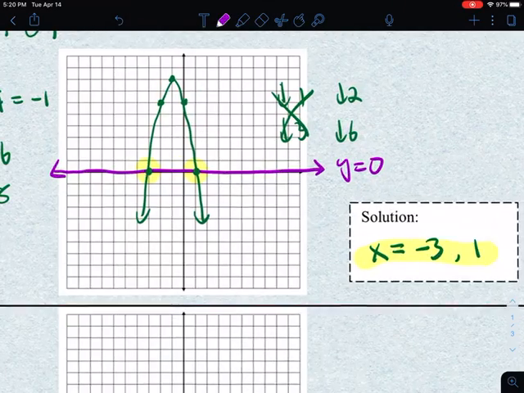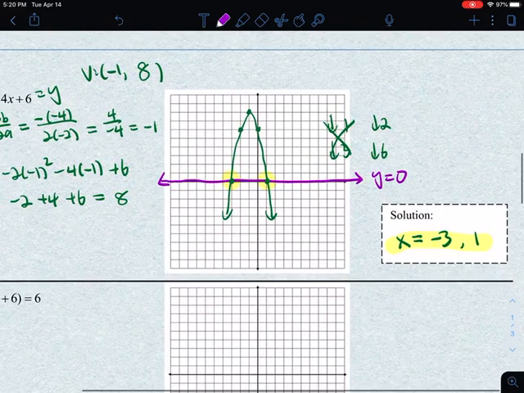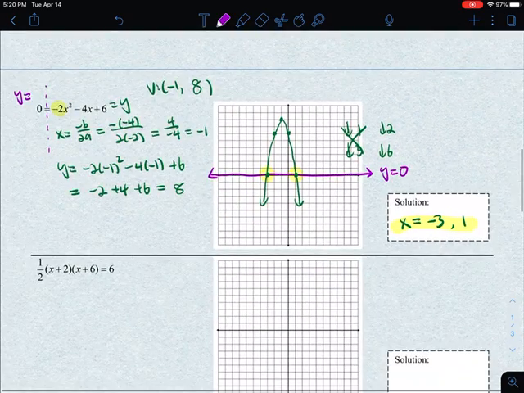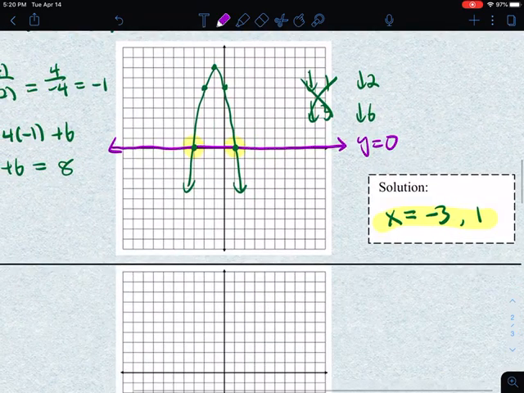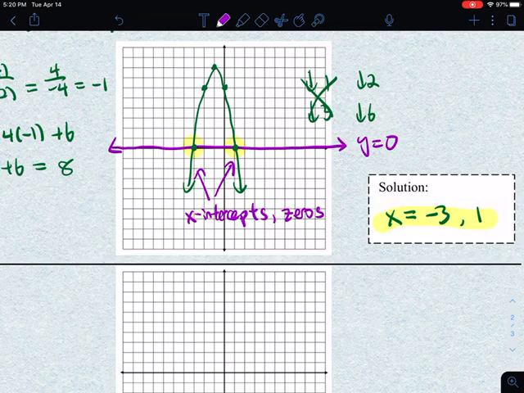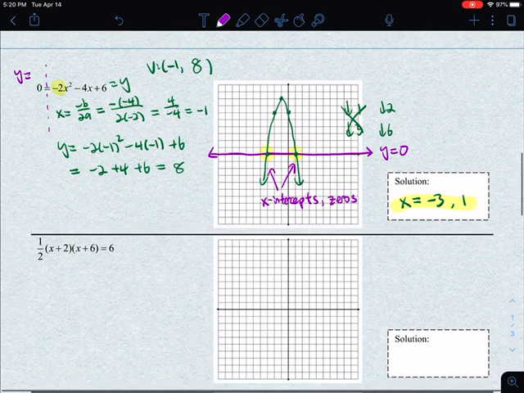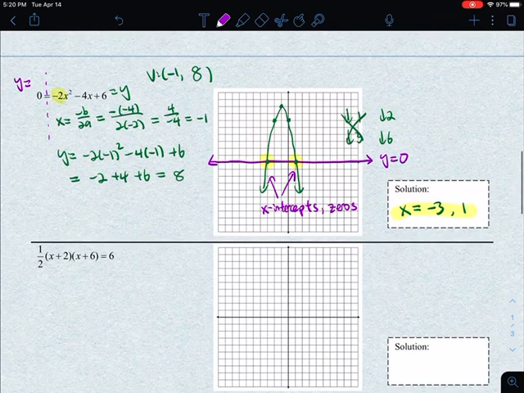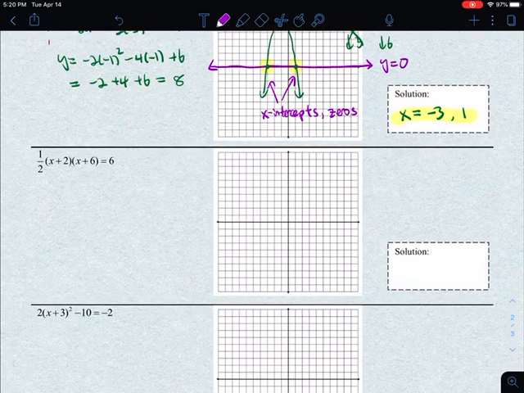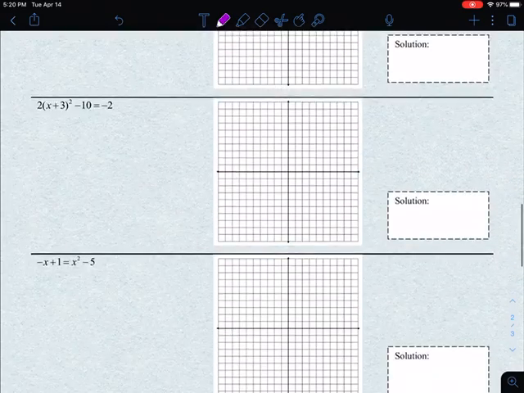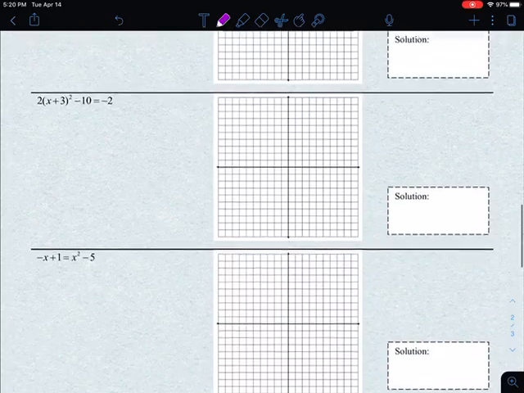And in this case, I should also mention that what we found are actually the x-intercepts of the parabola, right? Because those points happen to fall on the x-axis. So those are actually also called x-intercepts, or I think I mentioned this term before in a previous video, those are also called zeros of the equation. Okay, so let's look at a few more just to kind of get the hang of this.